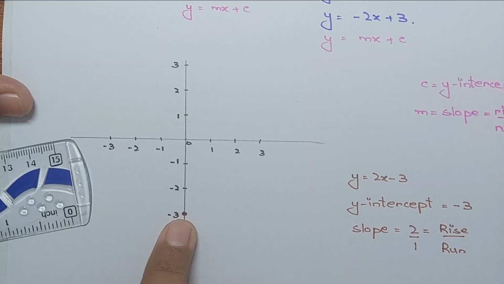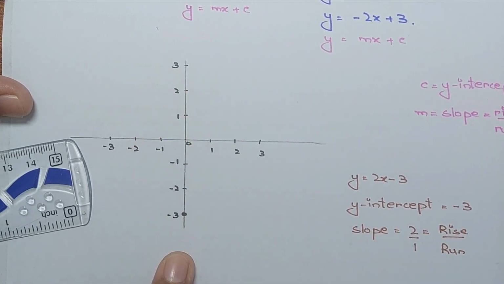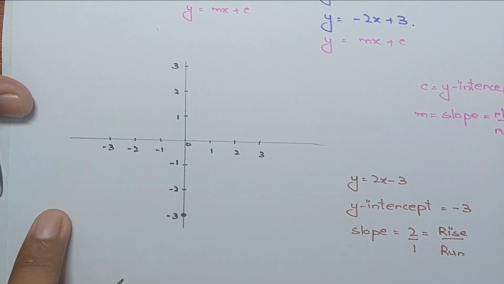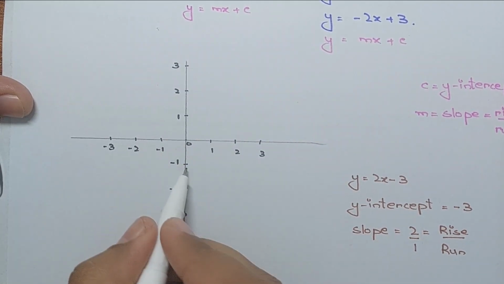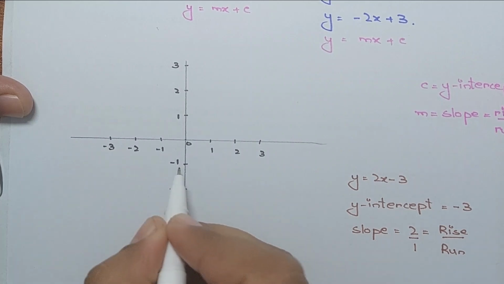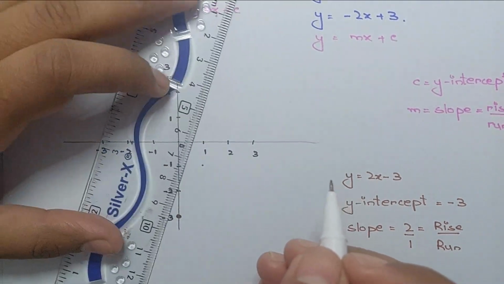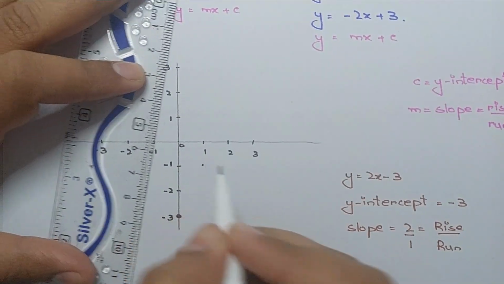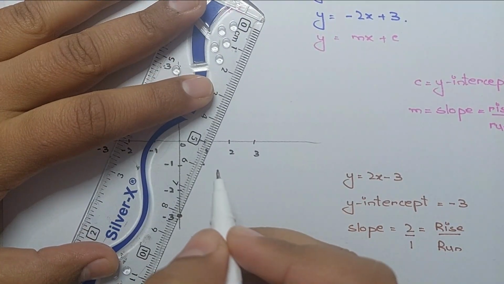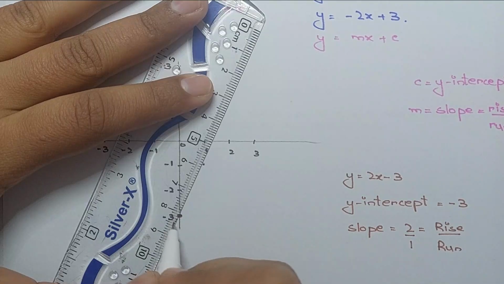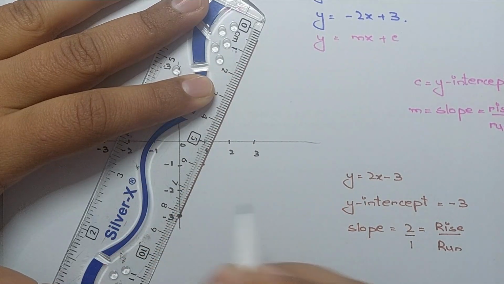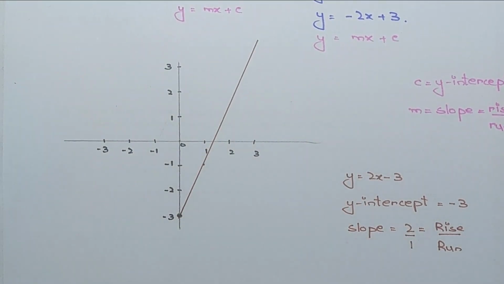You have to plot the y-intercept. Then you have to rise. Rise means up or down, and run means right or left, right? Rise is 2 units, so you have to move 2 units up over here, and the run is 1 unit to the right over here. So you need to connect these 2 points. 1 and -1 is the second point. This is the first curve, right?